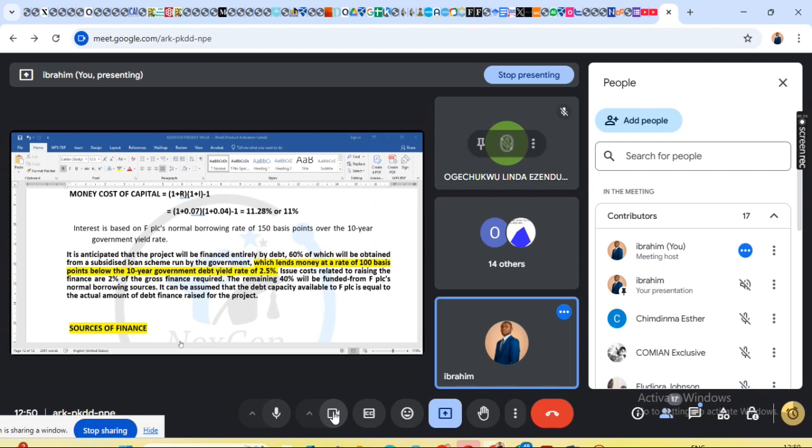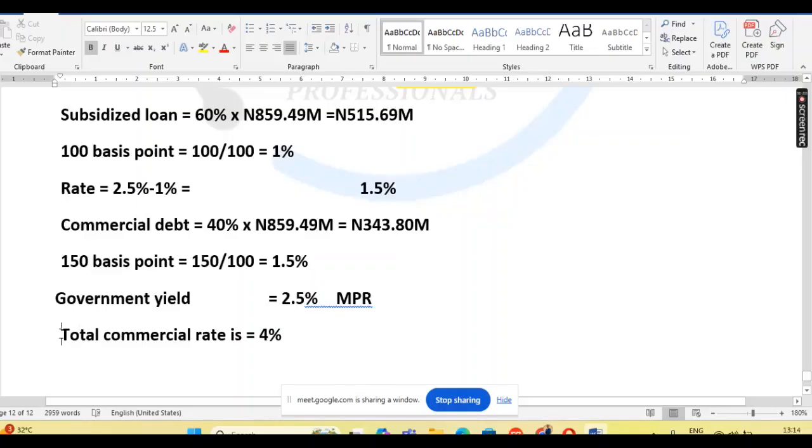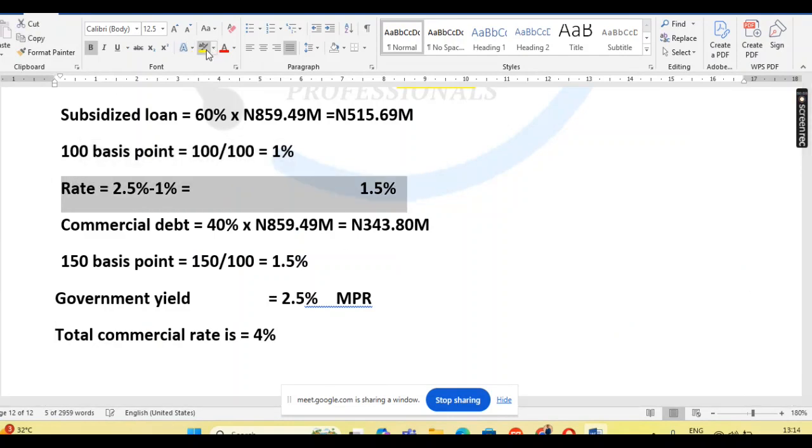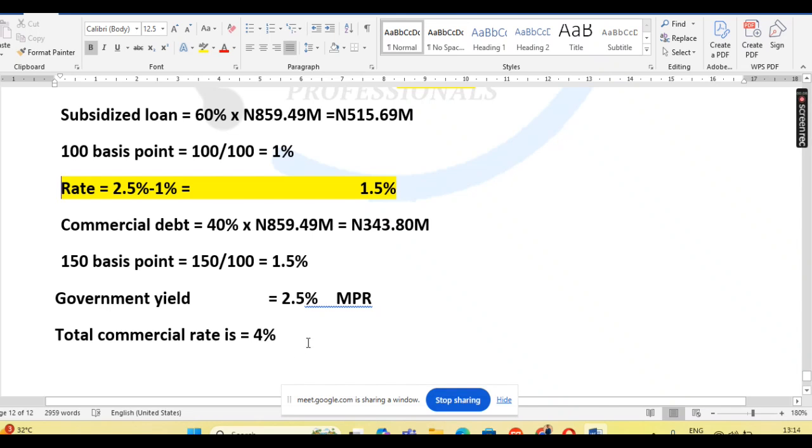Now, the MPR is 27. Please confirm, are we good to go? So we have established that the subsidized loan is 1.5%. The commercial rate is 4%.